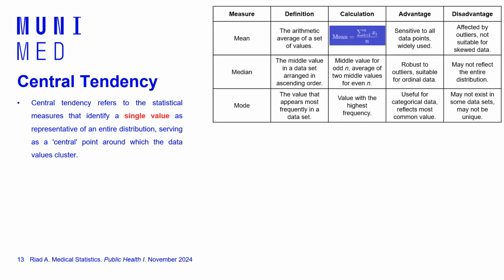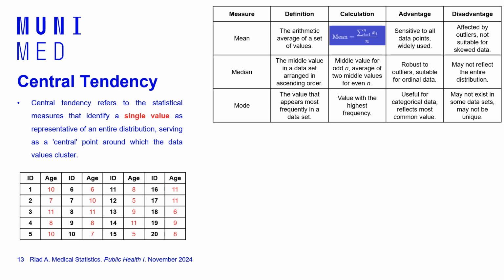Central tendency refers to the statistical measures that identify a single value as representative of the entire population or the entire distribution, serving as a central point around which the data values cluster. We have mean, median, and mode that describe central tendency. And before we learn what each of them is and the difference between them, let's look at this example.